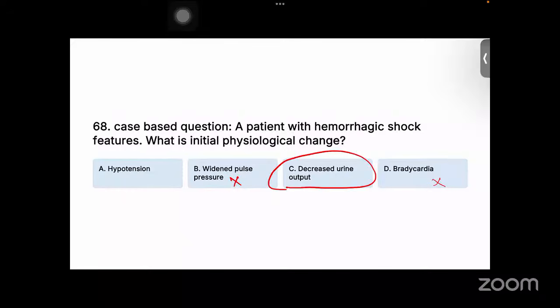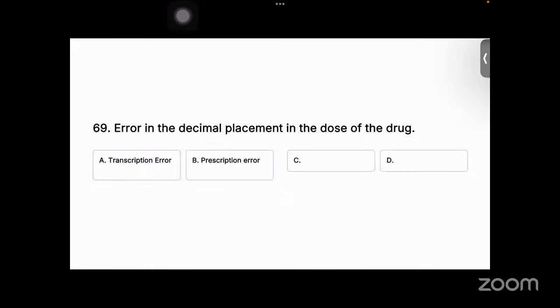Yes, it appears later. When it follows the altered mental status, oliguria with the hypotension appears later. But at present, the initial change was the question here. So we have a decreased urine output. Next, they asked about the medication error. Decimal point error is a prescription error.